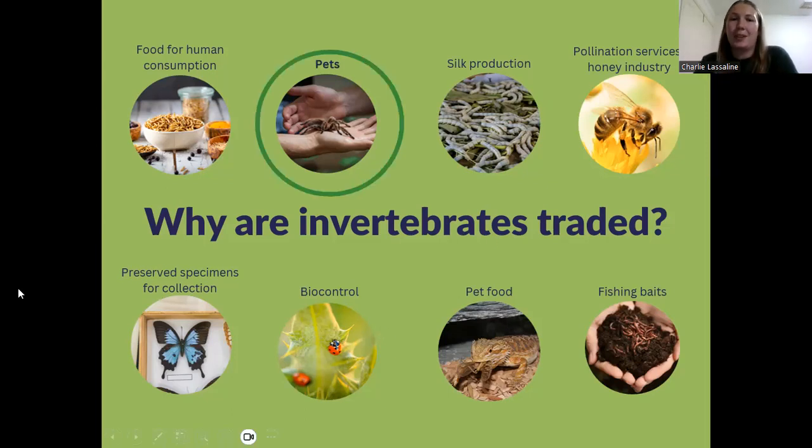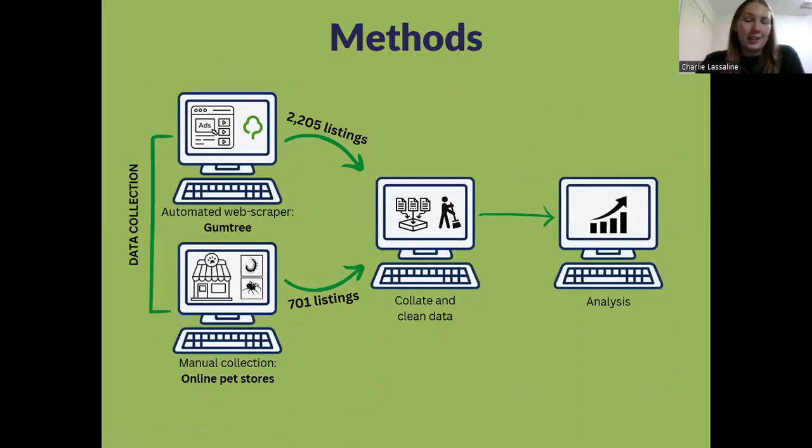And my research focuses primarily on the trade of invertebrates for pets, as I found that this was the least regulated and involved the greatest diversity of species. So at the start, I collected all of my data online, and I did it from Gumtree and 23 Australian online pet stores. Now, as you probably all know, Gumtree is a public classifieds website in Australia where people post their own ads. They get to choose their own title, description, and price, and they use their own photos.